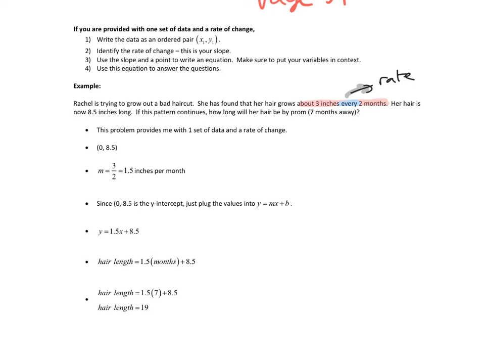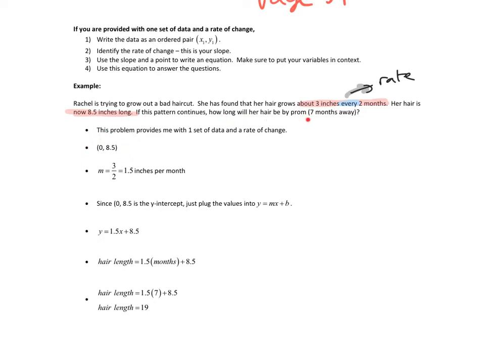Her hair is now 8.5 inches long. That's a data point. Now 8.5 inches long. So if this pattern continues, how long will her hair be by prom? We could look at this. So we take the data point now. Well, that's like time equals 0 right now. So we would have 0 comma 8.5.